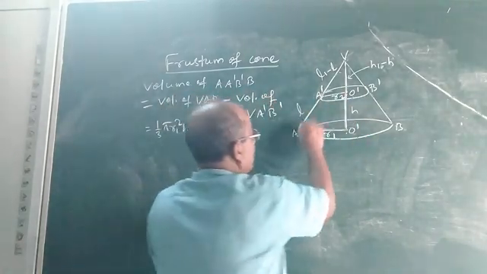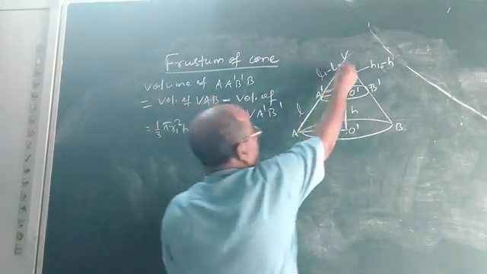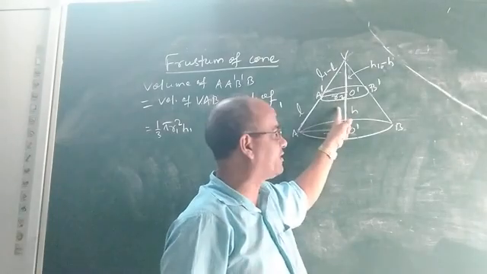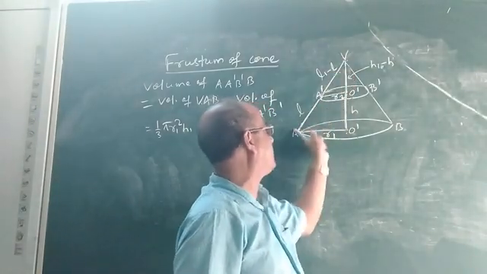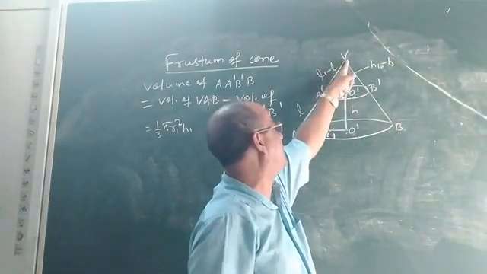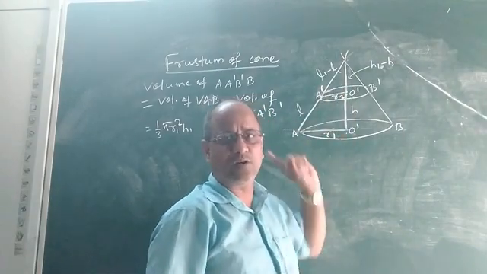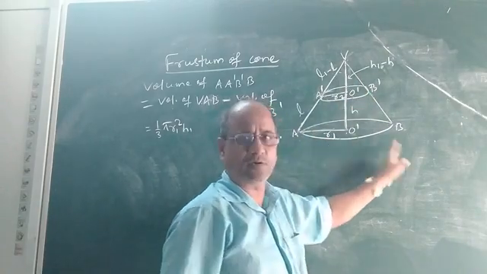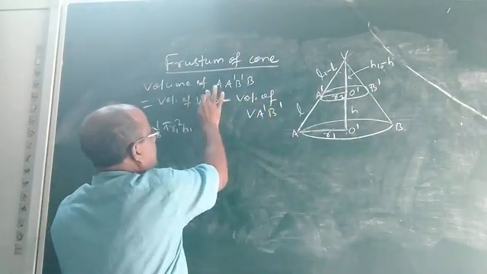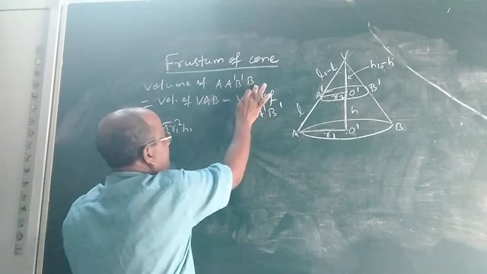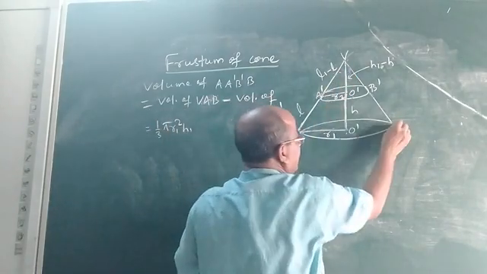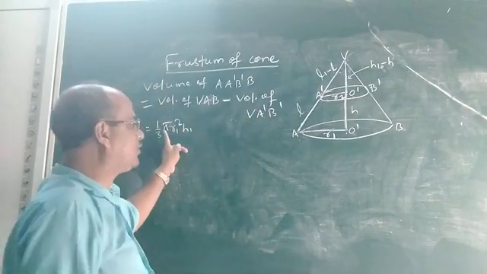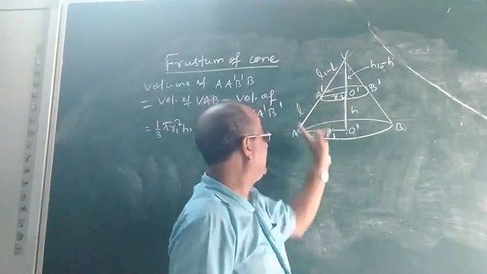The volume of this frustum of a cone will be equal to the volume of VAB minus the volume of VA'B'. That means, children, in the figure, if we take the difference of the volume of cone VAB and the volume of cone VA'B', then only we will get the volume of this frustum of a cone. So the volume of the frustum is equal to the volume of VAB minus the volume of the cone VA'B'.